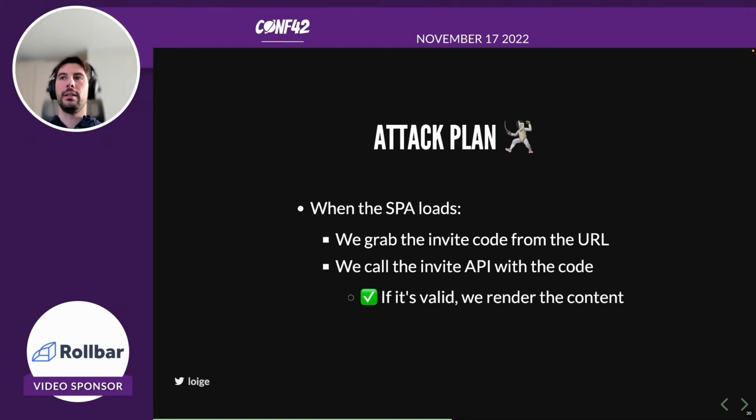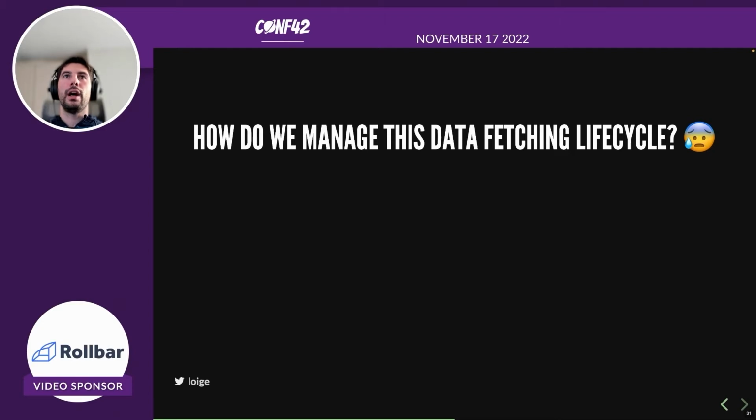If it's valid, then we render the content of that particular invite. If there is an error, most likely the invite code is not valid, so we need to render an error page. So how do we manage all this data fetching lifecycle in React and Next.js? There are different options, and I actually tried to implement this in a bunch of different ways.